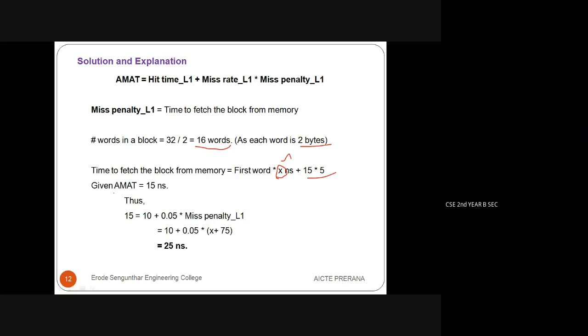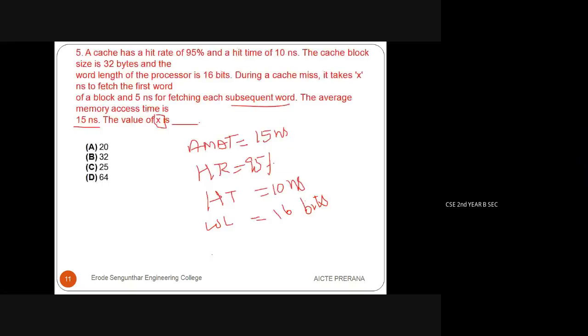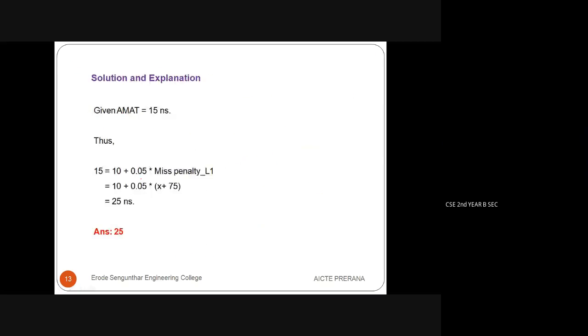We already know that the average memory access time, AMAT, is equal to 15 nanoseconds. So 15 is equal to 10 plus 0.05 into the miss penalty of L1. By substituting the value, we get 10 plus 0.05 into x plus 75. So the final answer is 25 nanoseconds. So option C is the right answer.